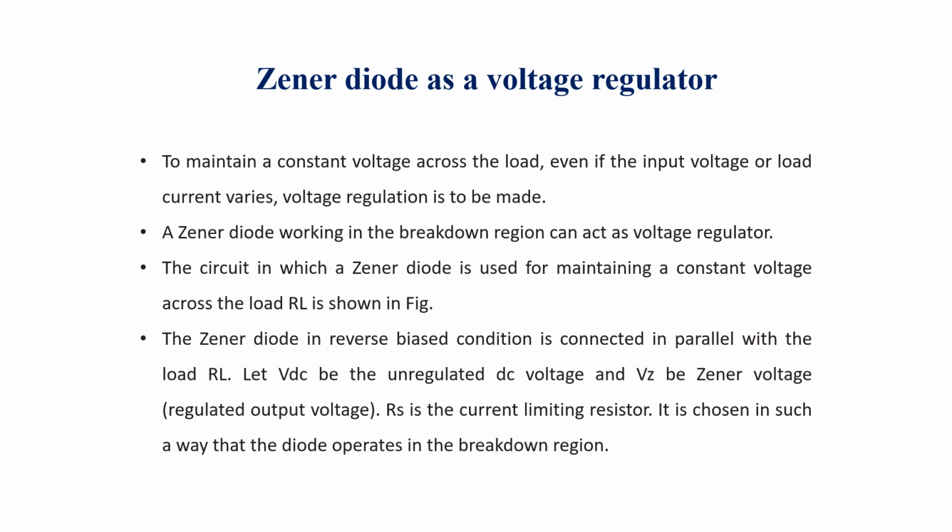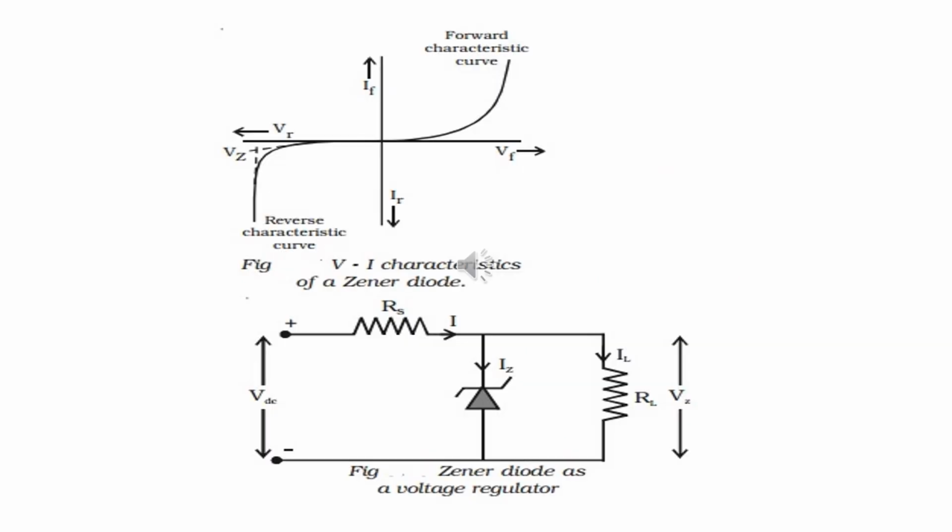Let VDC be the unregulated DC voltage and VZ be Zener voltage. RS is the current limiting resistor, and it is chosen in such a way that the diode operates in the breakdown region. The diagram shows a circuit of Zener Diode shunt regulator. Since the Zener Diode is connected in parallel with the load, the circuit is known as shunt regulator.